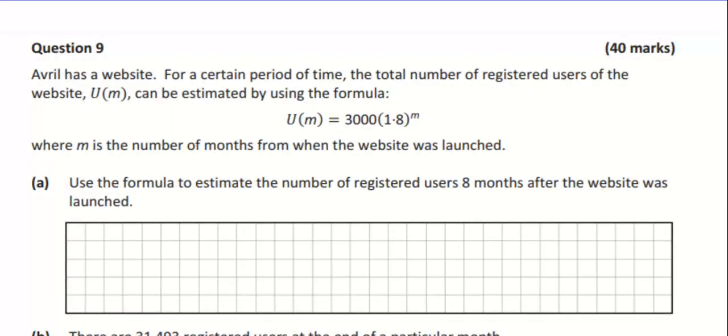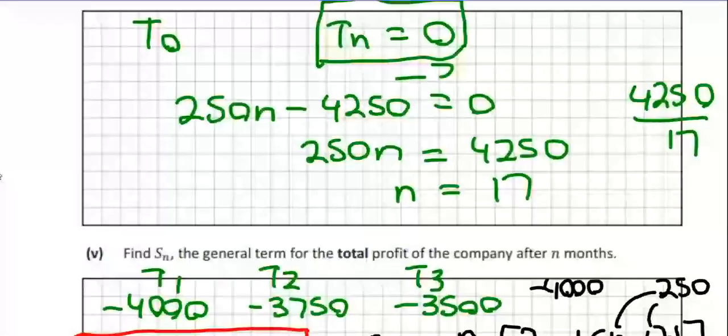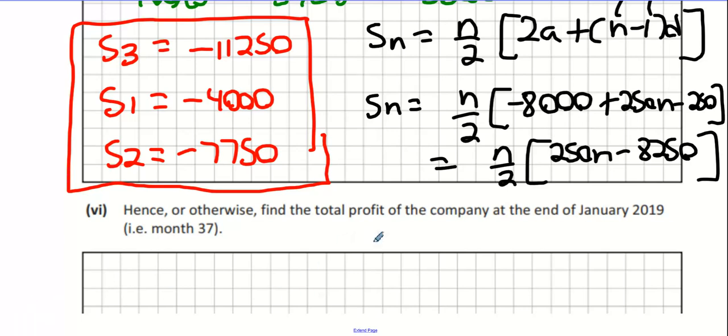Now, is that the last? Was that it? Something else, surely, is there? Answer otherwise from the total profit of the company at the end of January 2019. We cool? Total profit. So what does it want me to do? Replace N with 37.